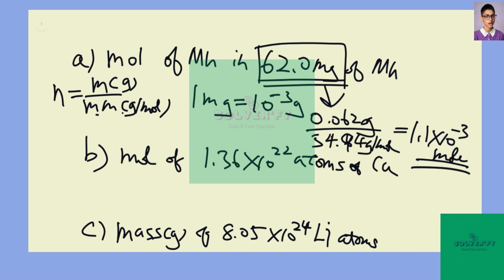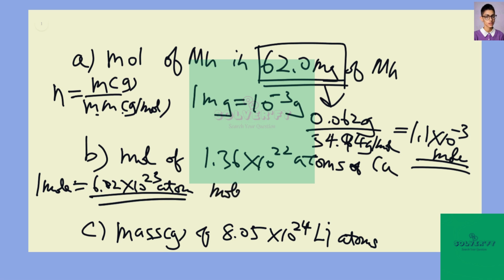Okay, part B, what would be the number of moles of 1.36 times 10 to the power 22 atoms of copper? The conversion factor between mole and atom is that when we have 1 mole, we will have 6.02 times 10 to the 23 atoms. So this is called the Avogadro number.